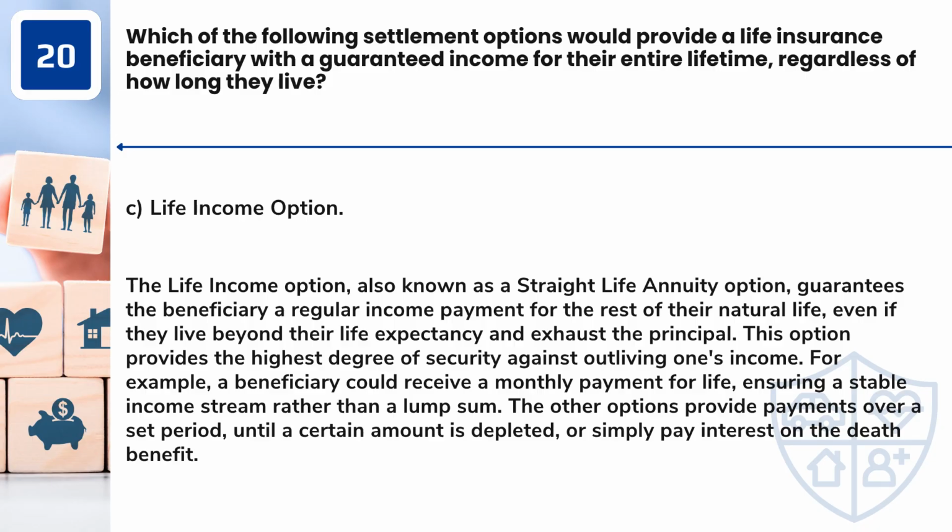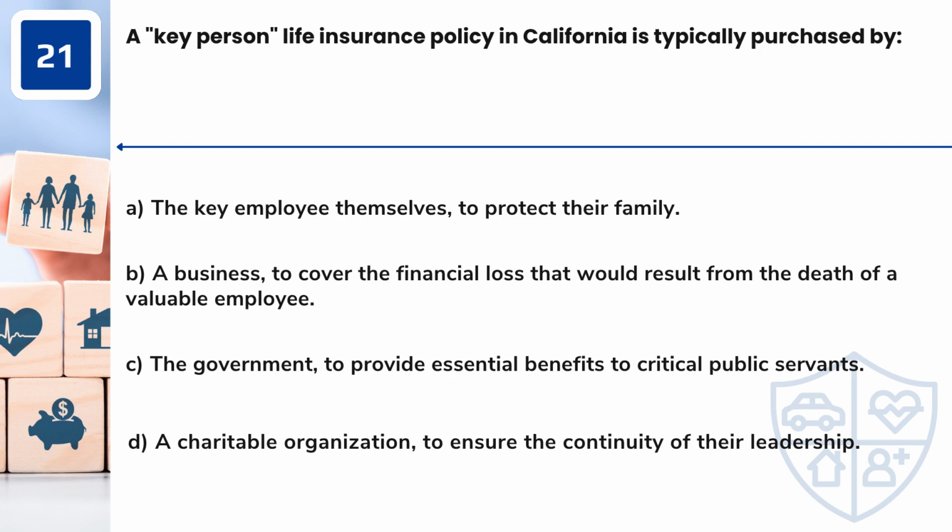For example, a beneficiary could receive a monthly payment for life, ensuring a stable income stream rather than a lump sum. The other options provide payments over a set period, until a certain amount is depleted, or simply pay interest on the death benefit.